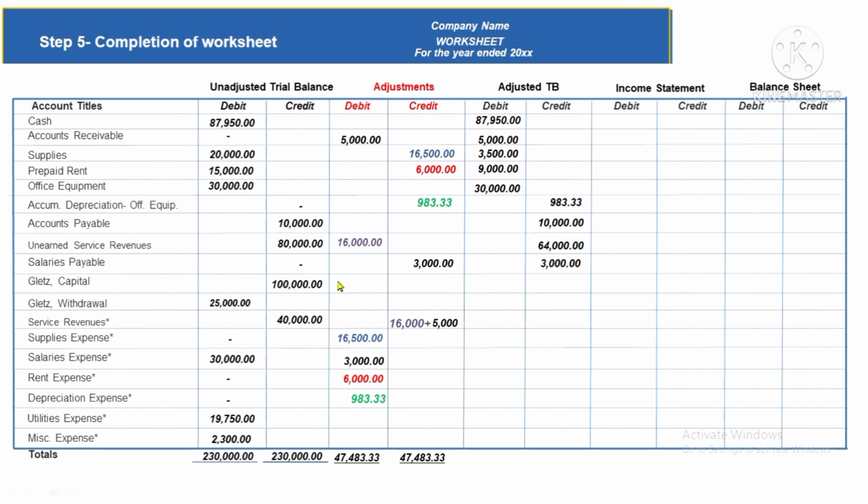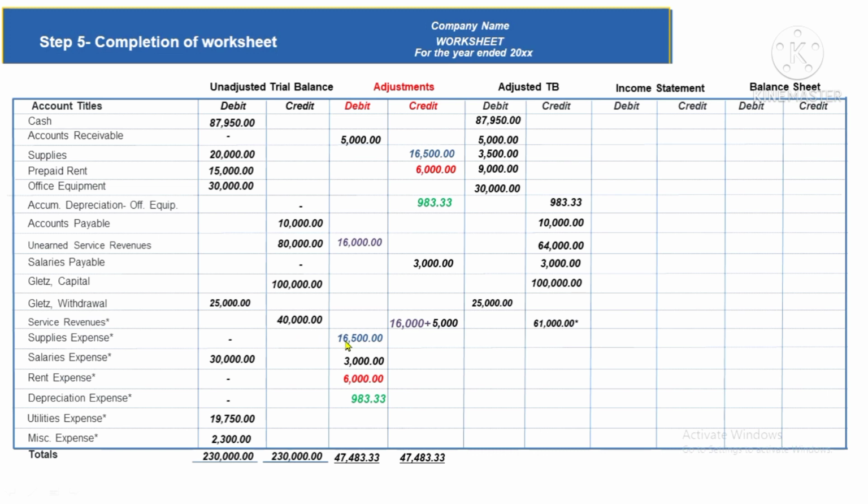And of course, we need to copy the capital as well as the withdrawal. So we have 100,000 credit and 25,000 debit. But on the service revenues, you have here 40,000 credit. On the adjustments, there are also 16,000 and 5,000 credit. So you need to add them up because all of these entries have the same credit balance. So we have 61,000.